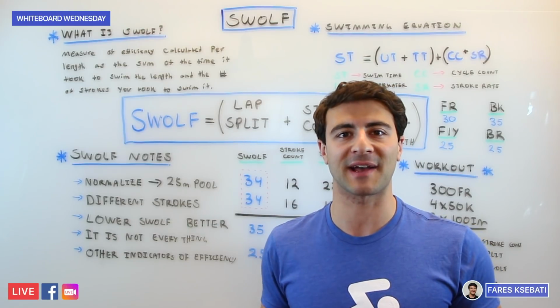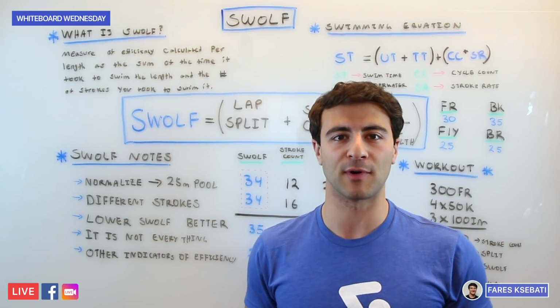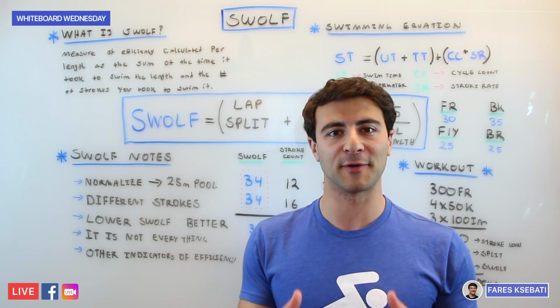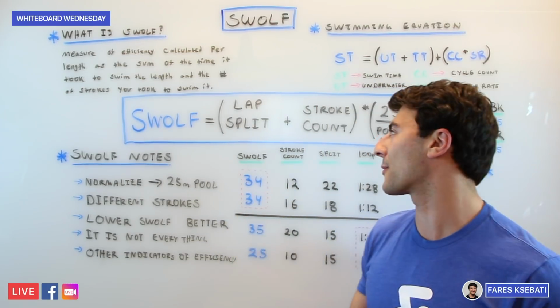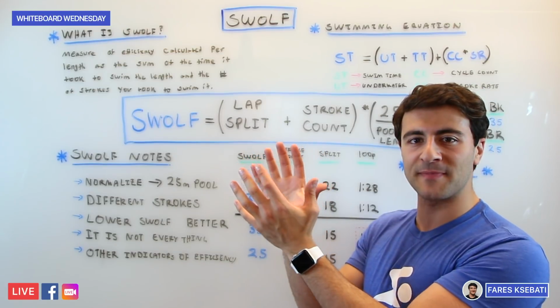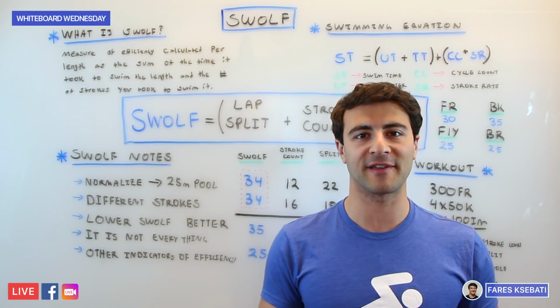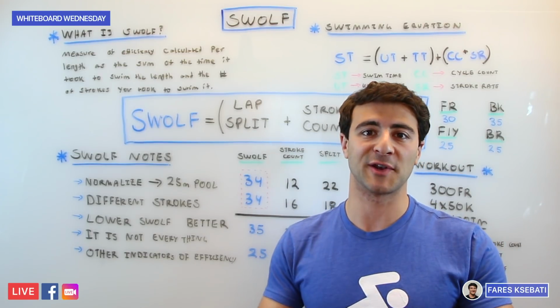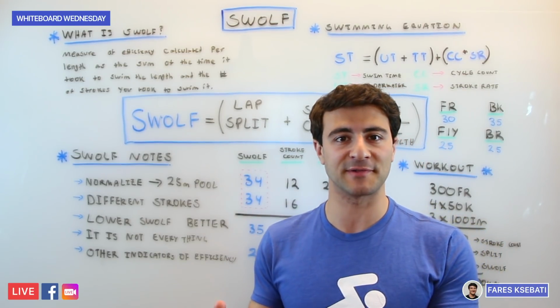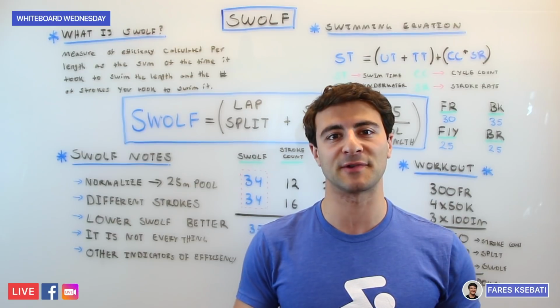So if it's freestyle or backstroke, every time your arm is doing a pull, that counts as a stroke. If you're doing breaststroke and butterfly, both arms together count as one stroke. And then you're going to take that summation and you're going to normalize it to a 25-meter pool. If you already swim in a 25 distance pool, you don't have to do anything. Just take the number of strokes you take and add it to how long it takes you to get across the pool.